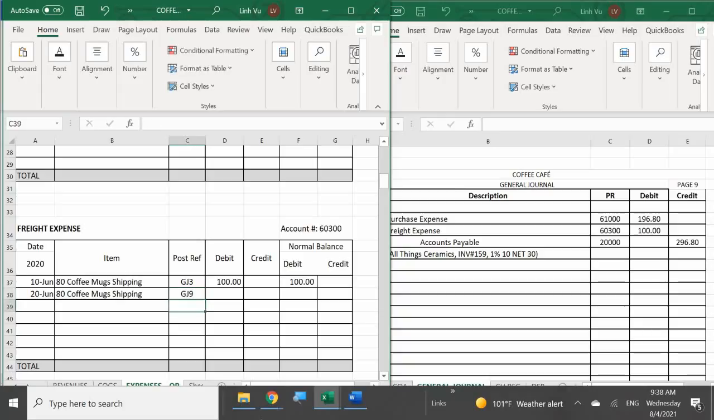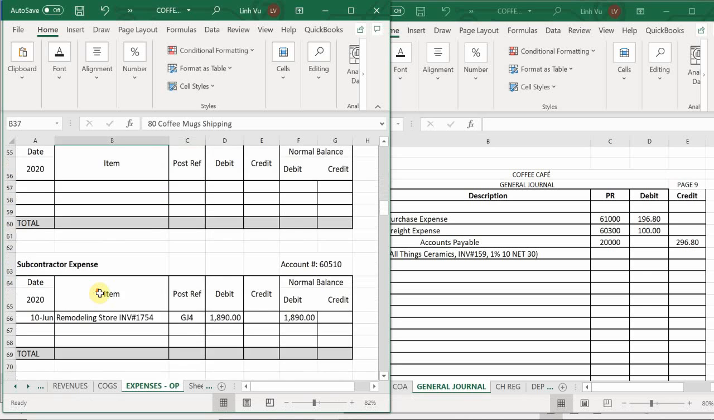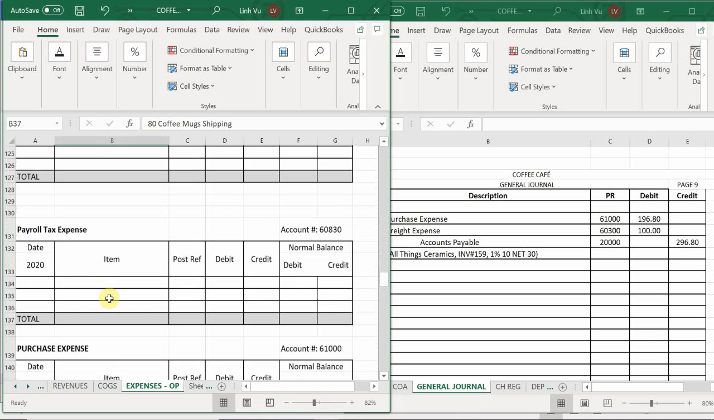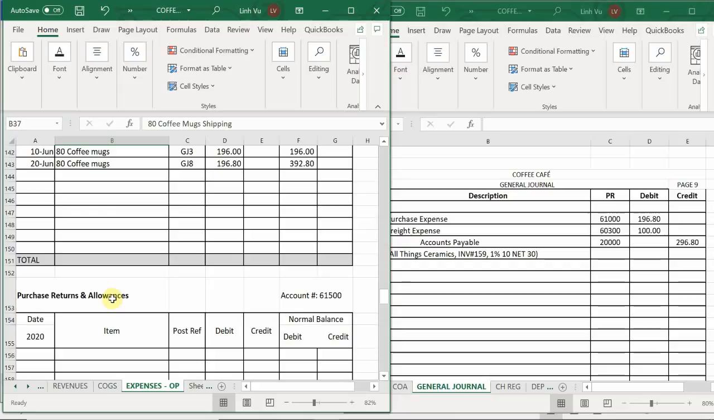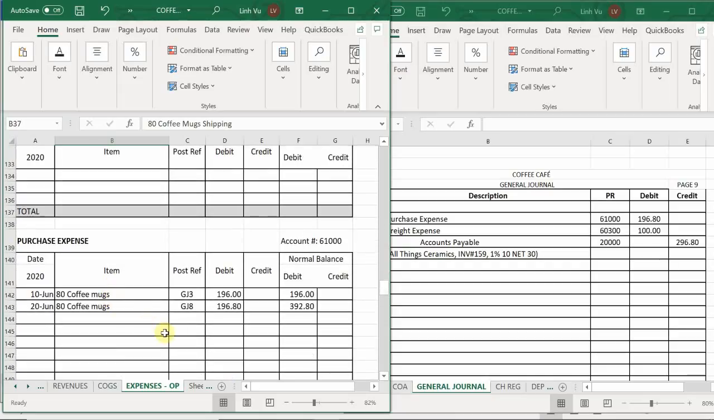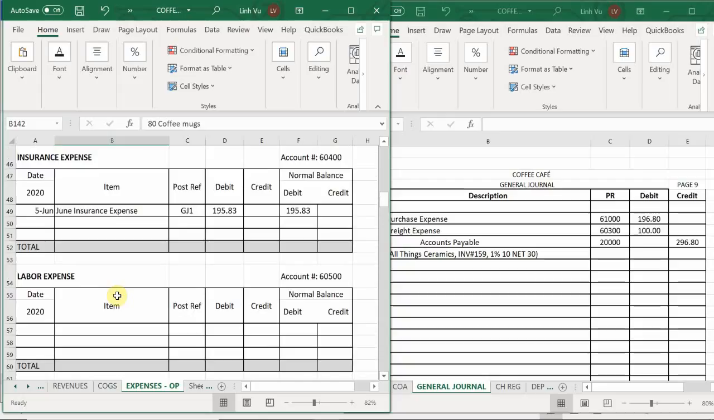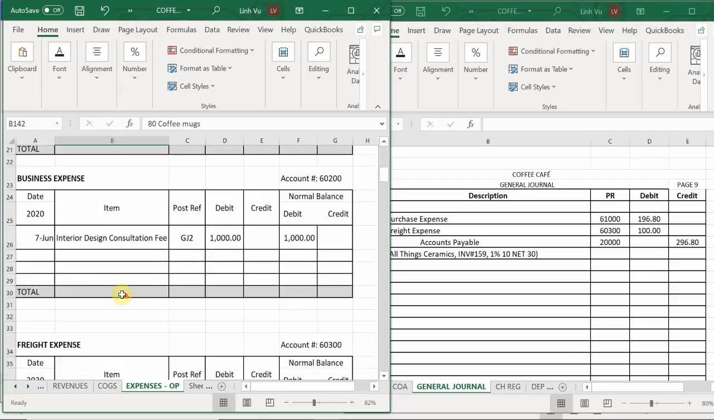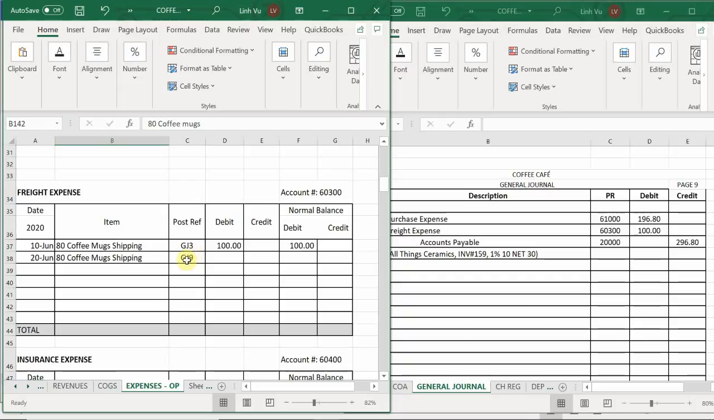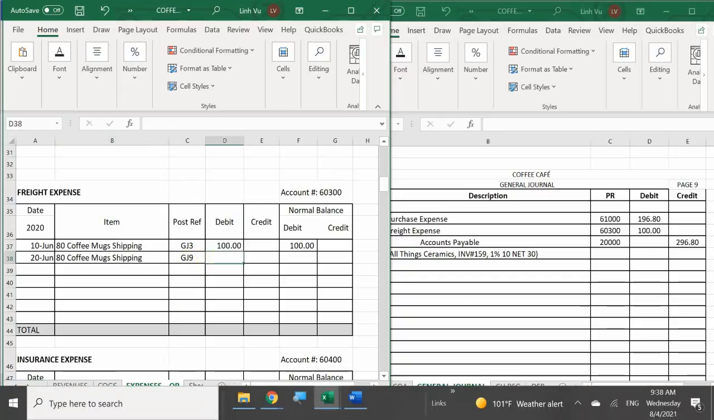Okay, I got to fix the one down below. I put general journal 8. Excuse me, one second. I got to fix that before I forget. So, purchase expense. Here we are. General journal 9. Okay, so we go back up to freight expense. Here's the 80 ceramic coffee mugs, general journal 9, for a total of $100, giving us a grand total of 200 for that account. 100 plus 100, 200.